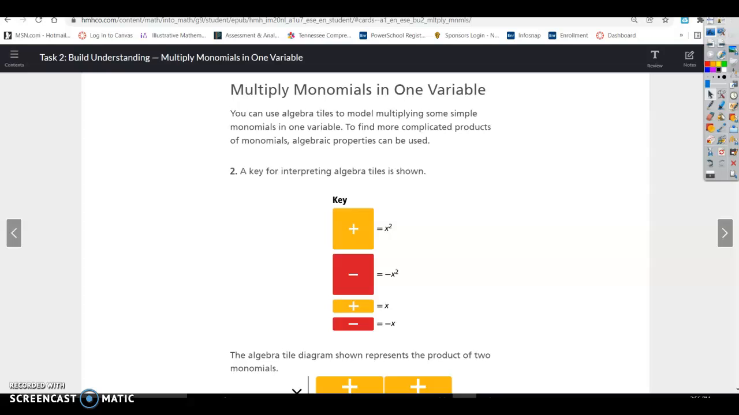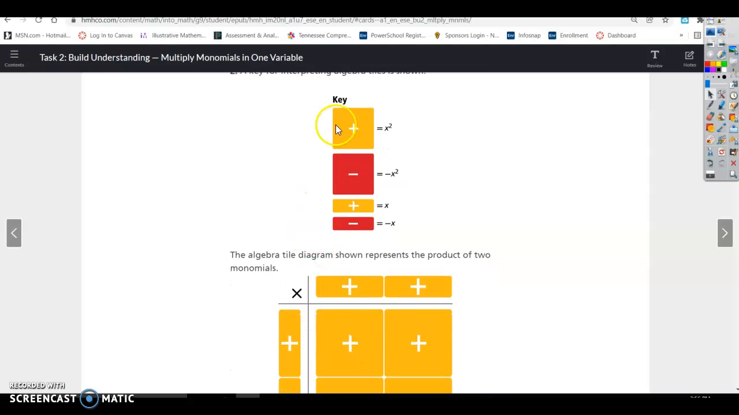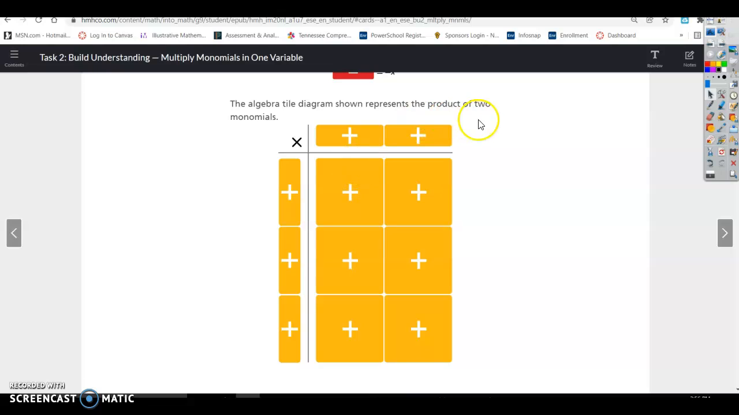The red square represents negative x squared. The yellow rectangular shape represents x, and the red rectangular shape represents negative x. So this is your key for your algebra tiles. It says the algebra tile diagram shown represents the product of 2 monomials. So this would be 2x times 3x.